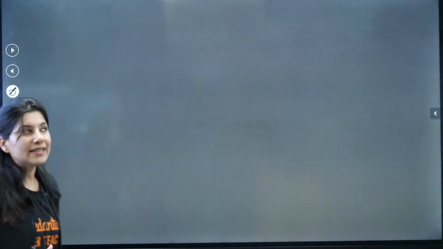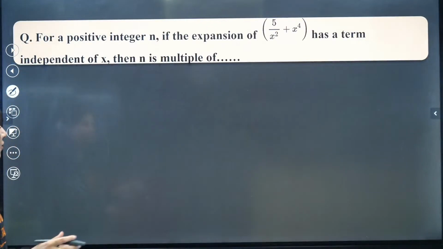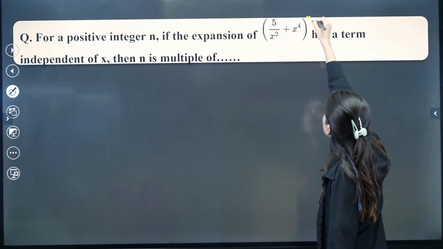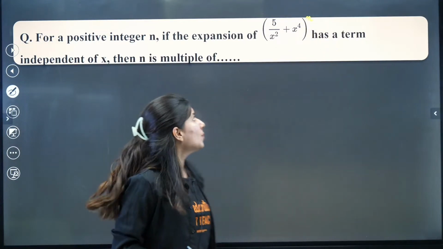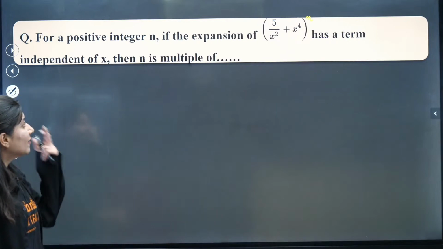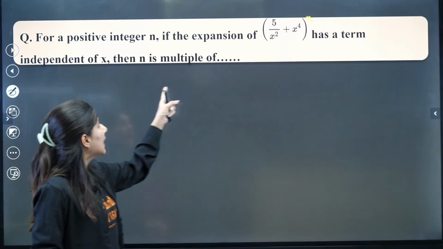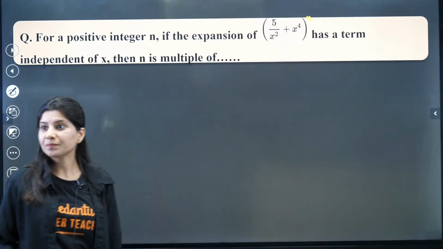Okay. All right. Let us move on to the very next question. All right, so binomial theorem. We have a question from binomial theorem. Here the power is n. For a positive integer n, if the expansion of this has a term independent of x, then n is a multiple of what?